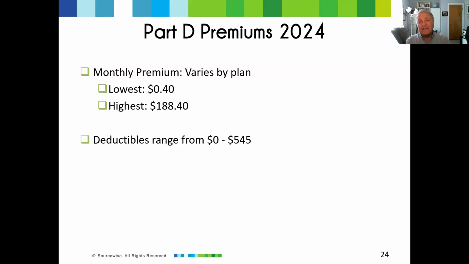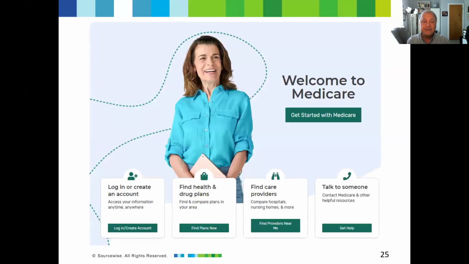Now, they can charge whatever they want, and they have deductibles that range from a low of $0 to a high of $545. And their co-pays for their various prescription drugs are all over the place. It is complicated to know how to choose. That's why we help people, and you can do this on your own. The Medicare.gov website has a plan finder.